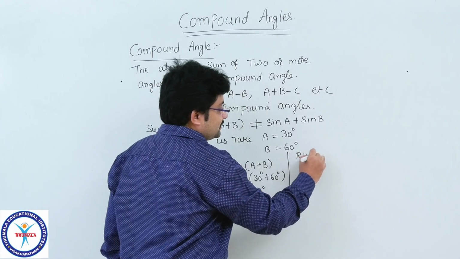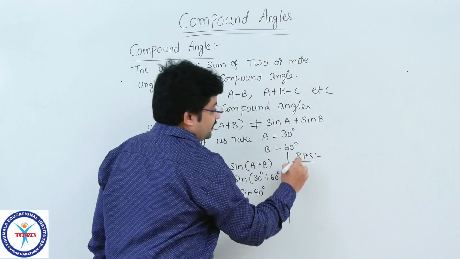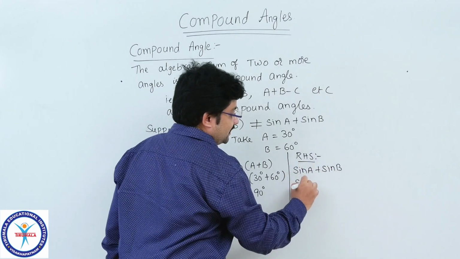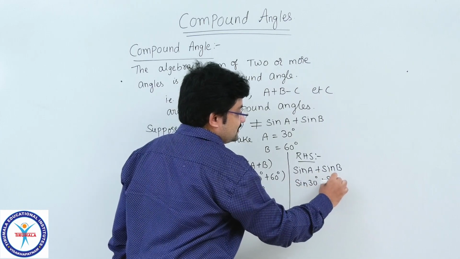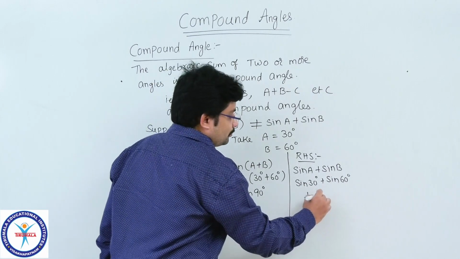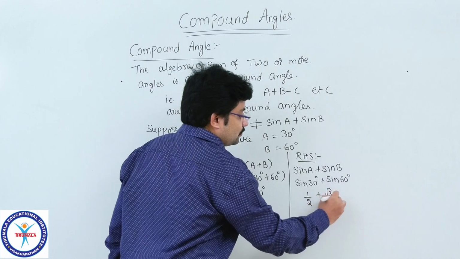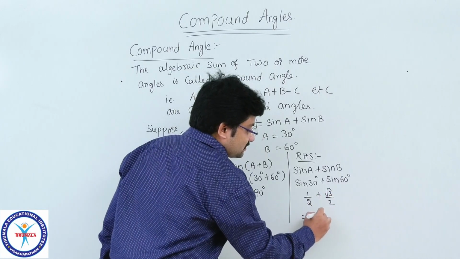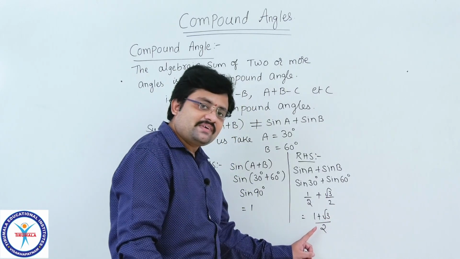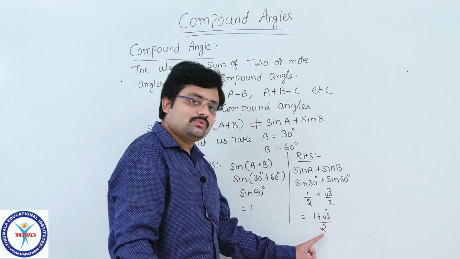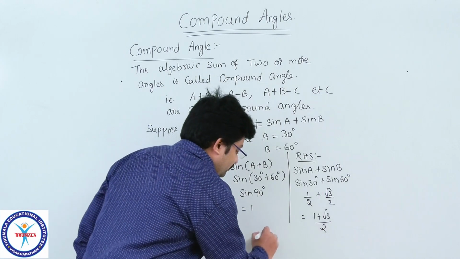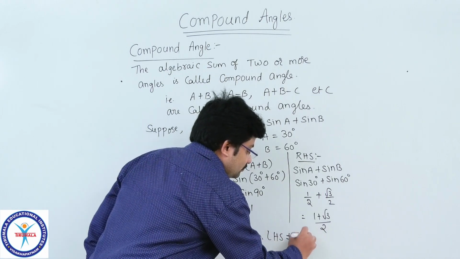Now, what is RHS? Sin A plus sin B, that is sin 30 degrees plus sin 60 degrees. Sin 30 degrees value is 1 by 2 plus sin 60 degrees value is root 3 by 2. So, it can be written as 1 plus root 3 by 2. Therefore, the RHS value is 1 plus root 3 by 2, and the LHS value is 1. They both are not equal. Therefore, LHS is not equal to RHS.